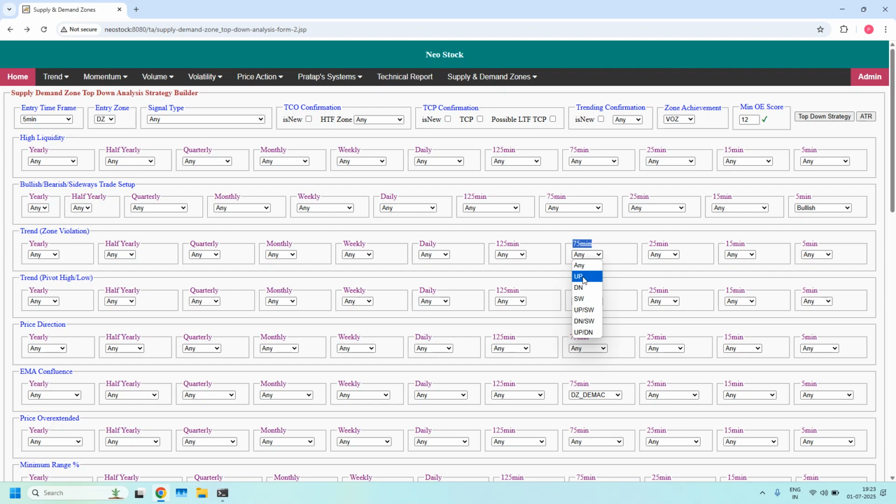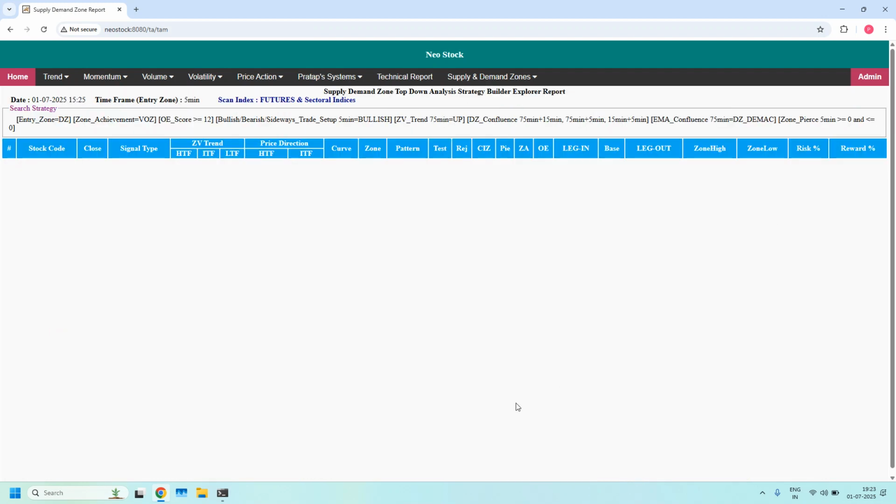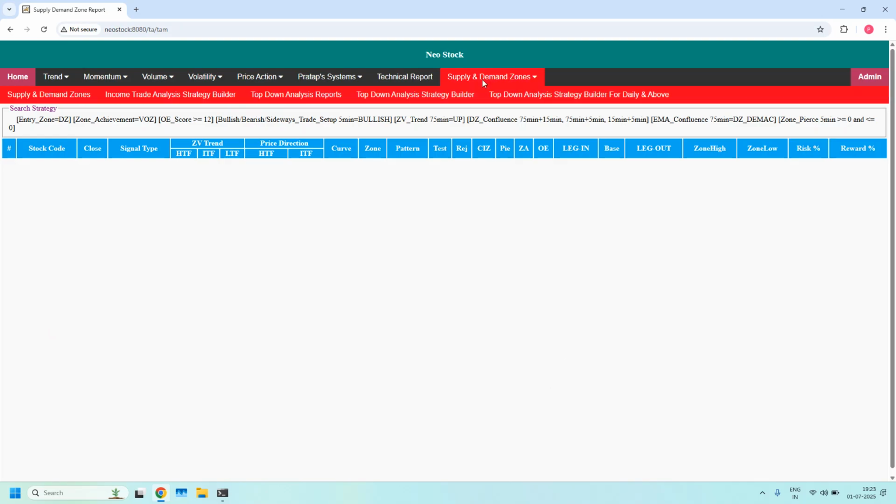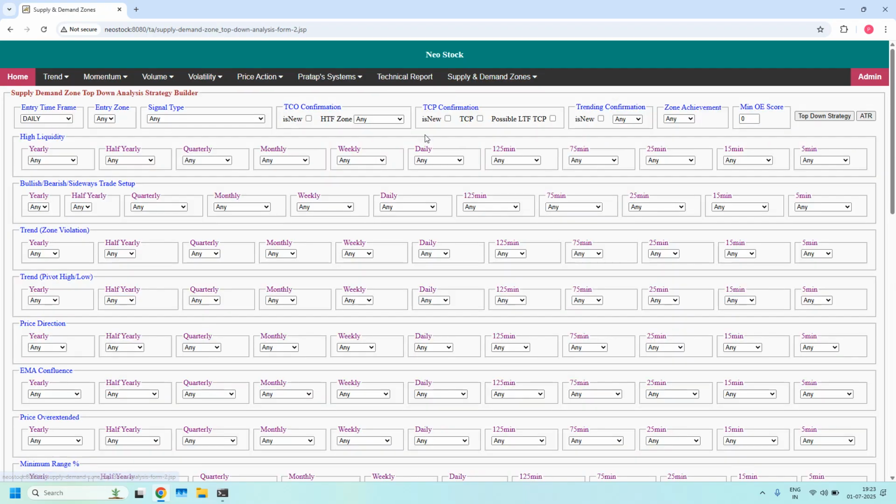It should be uptrend because it is bullish trade setup. None of them are having EMA confluence. No stocks are having. Okay, fine. Next we will look into sideways short trade setup. Not sideways, sorry. Bearish trade setup for hourly income trade.